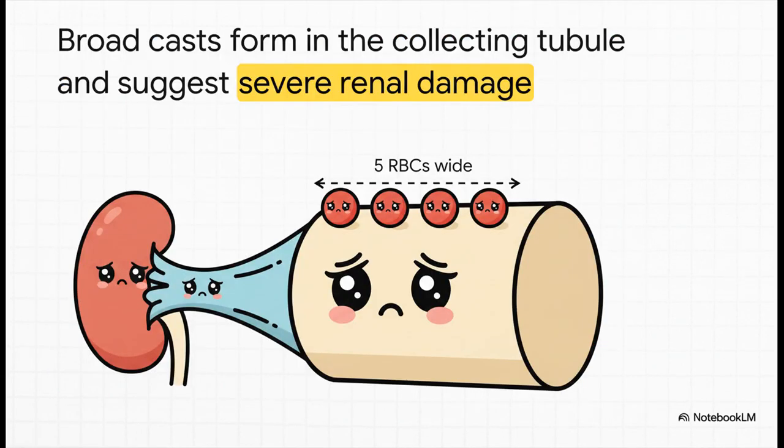Before we get into the different types of casts, you have to remember this: size matters. Specifically, the width. We actually measure a cast's width by imagining how many red blood cells could fit across it. A broad cast, one that's about 5 RBCs wide, is a very, very serious finding. It tells you it was formed in a collecting tubule that has become dilated and is likely not even working anymore. This strongly suggests severe end-stage renal disease.